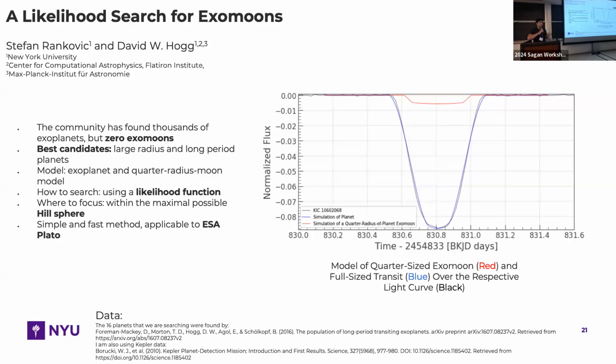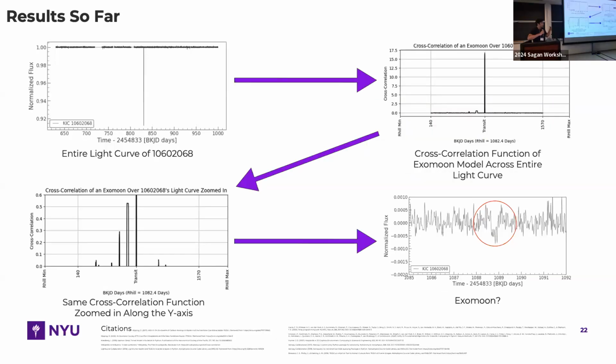In blue, we create the planet model and overlay that on the black light curve. In red, we take that planet model and reduce the radius to a quarter, keeping all of the parameters the same. That is our exomoon model. We then take that exomoon model and run it along this light curve with a single transit. We get that cross correlation result showing a large spike in the middle, which is high correlation between the exomoon model and the planet transit, as expected.